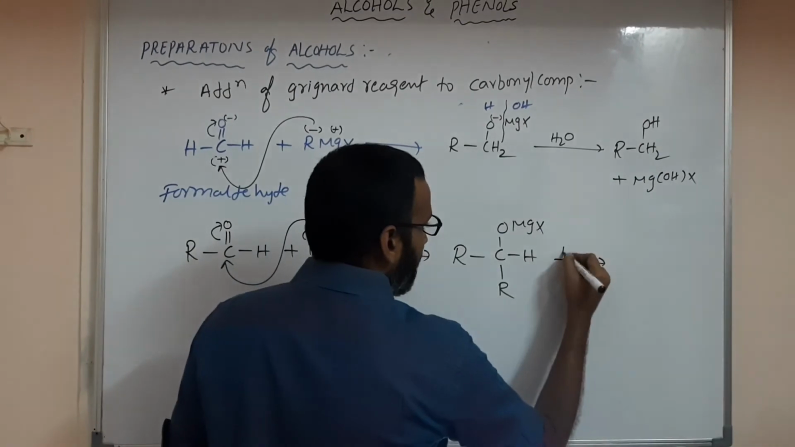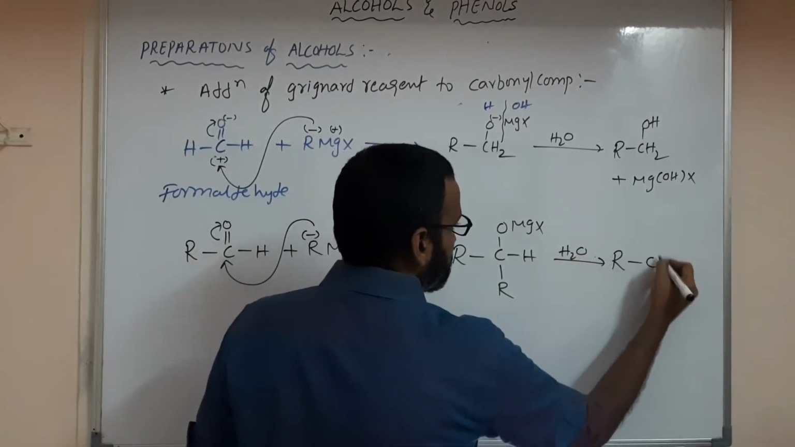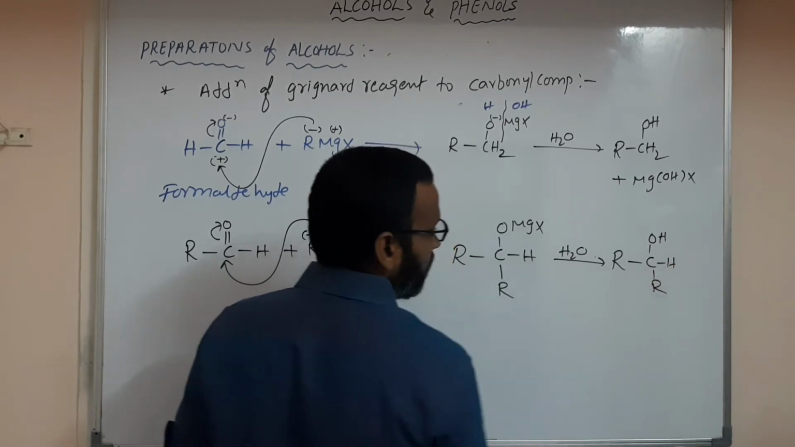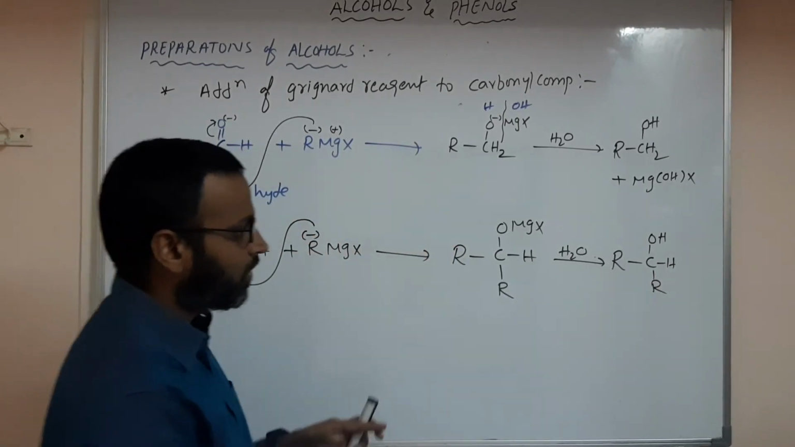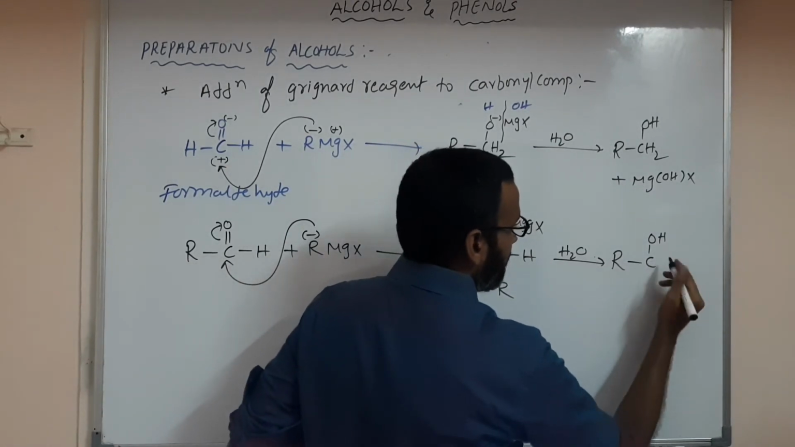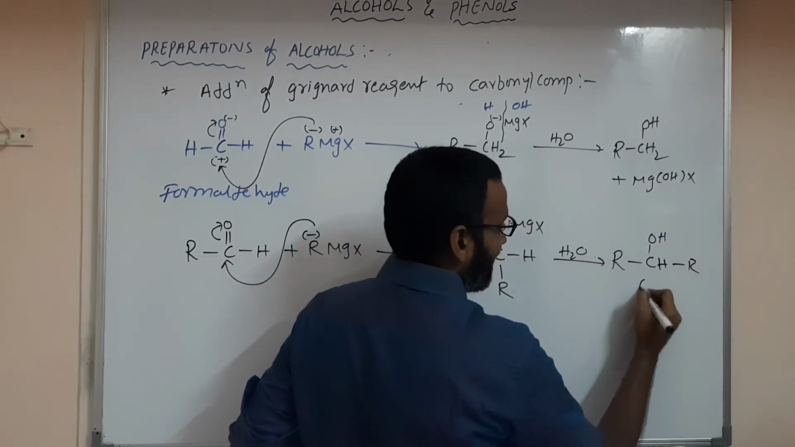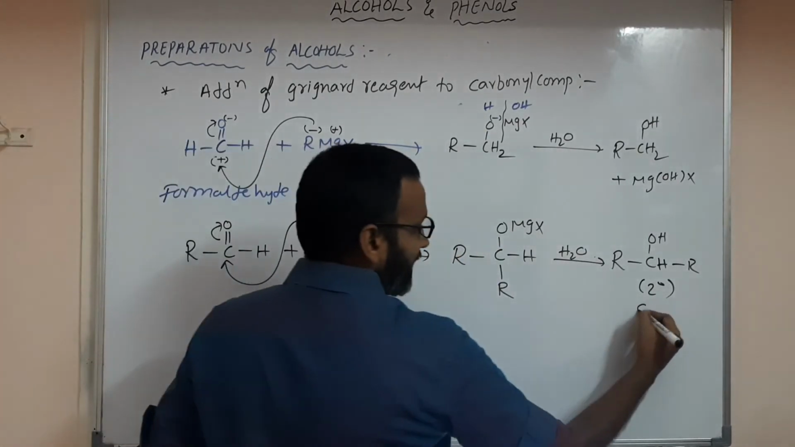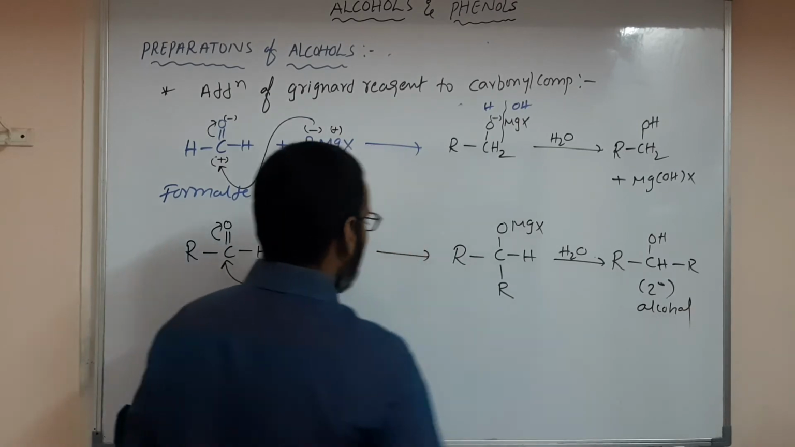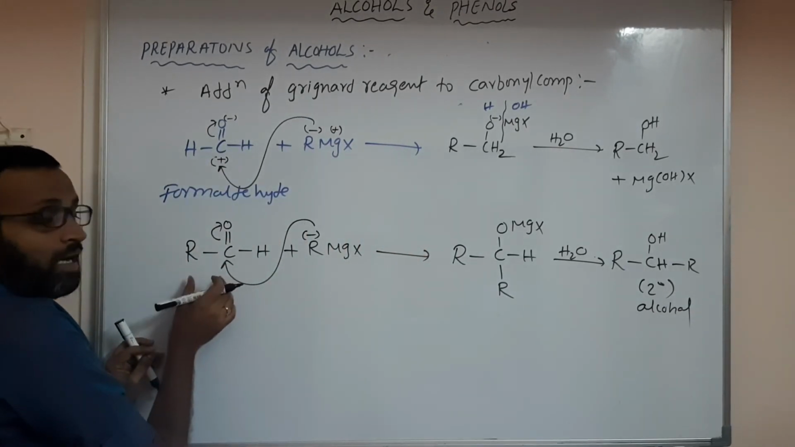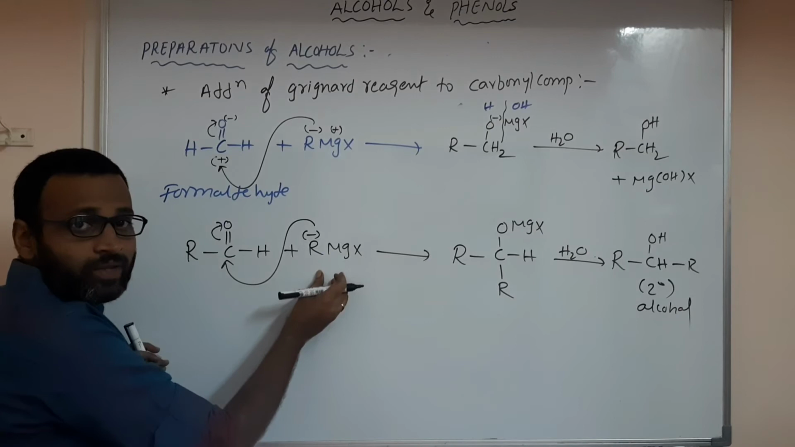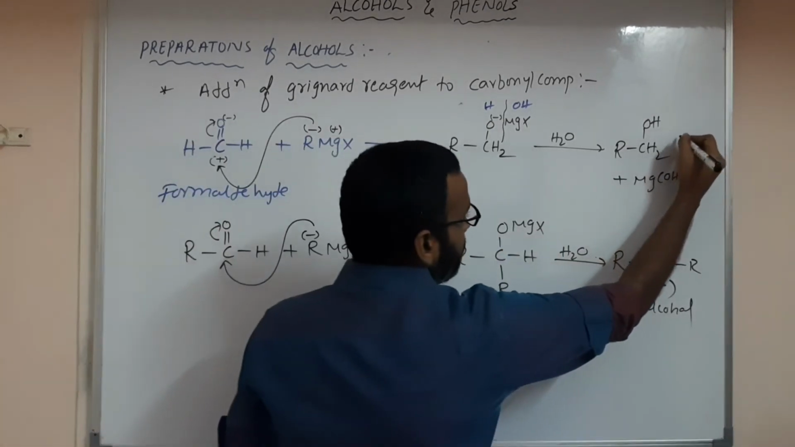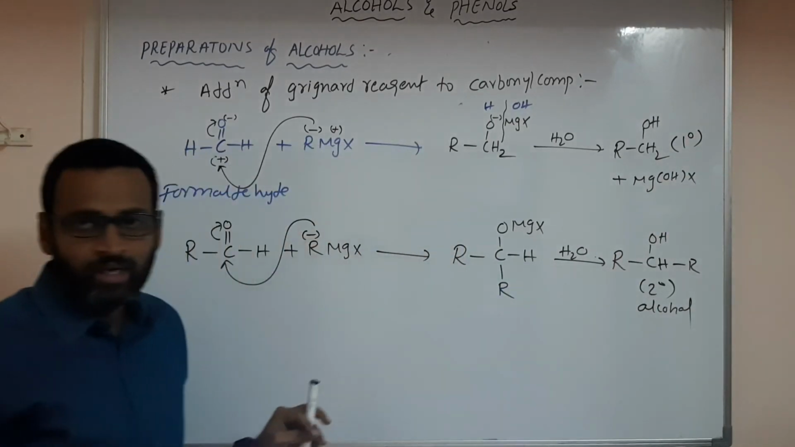Now on hydrolysis, that means R, C, OH, and you have R and H. Or you can write like this just for more clarity: CH and R. This is a secondary alcohol. You get a secondary alcohol when an aldehyde is treated with Grignard reagent, except formaldehyde. Formaldehyde with Grignard reagent gives primary alcohol.